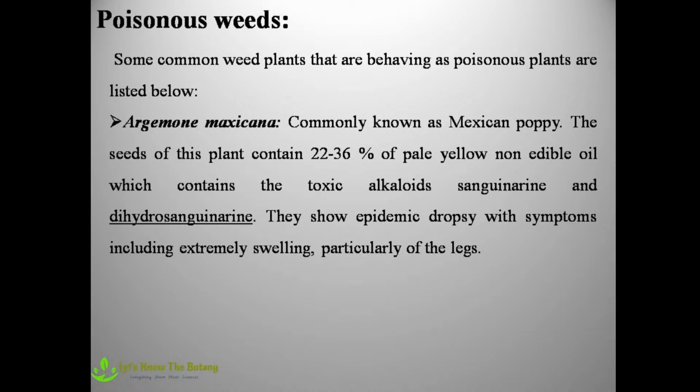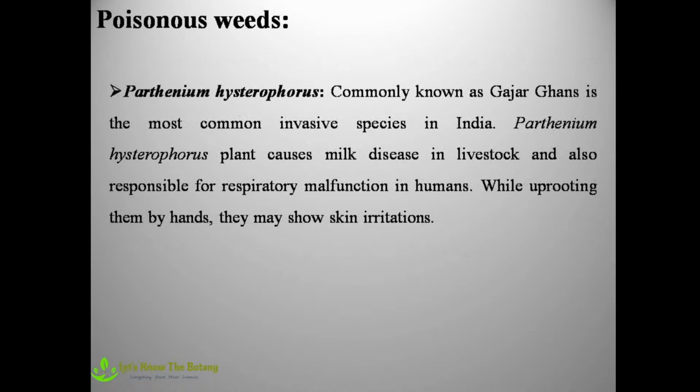This plant was actually introduced in India from Mexico. The seeds of this plant contain 22 to 36% pale yellow non-edible oil, which contains toxic alkaloids, sanguinarine and dihydroxysanguinarine. They cause epidemic dropsy, with symptoms including extreme swelling, particularly of the legs.